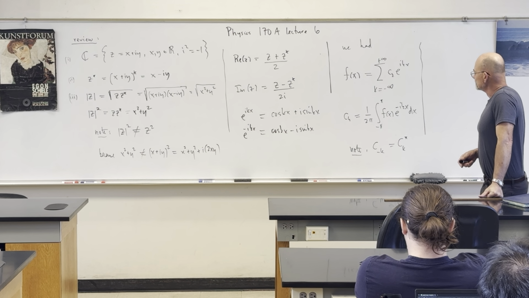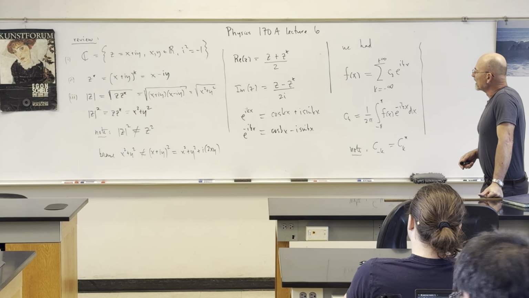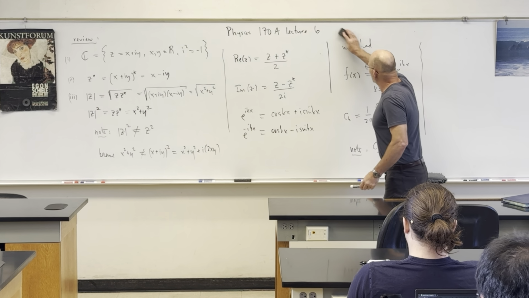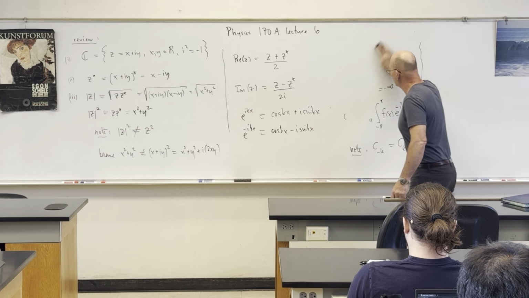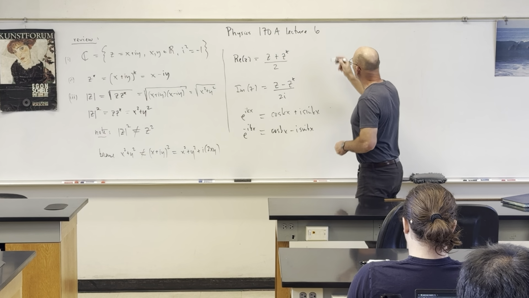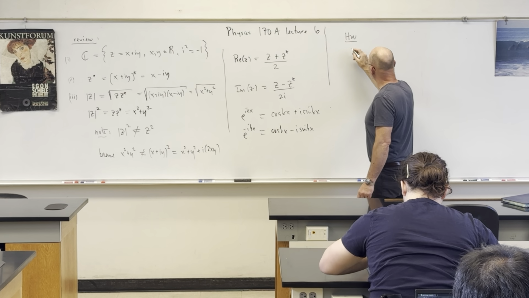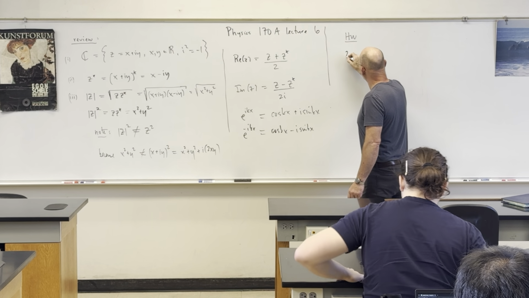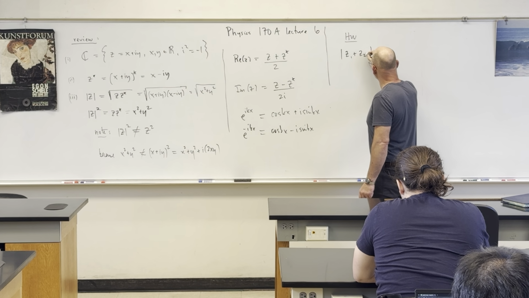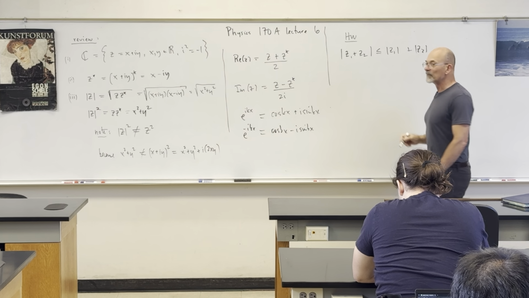Good, so there's that. I'll erase this and rewrite it again. When we come to those two homework problems that we're pretty likely to be discussing, one of them was just this triangle inequality: the magnitude of z1 plus z2 is less than or equal to the magnitude of z1 plus the magnitude of z2.